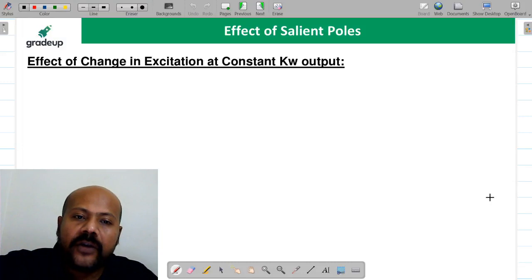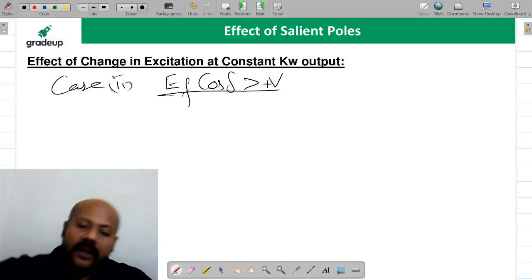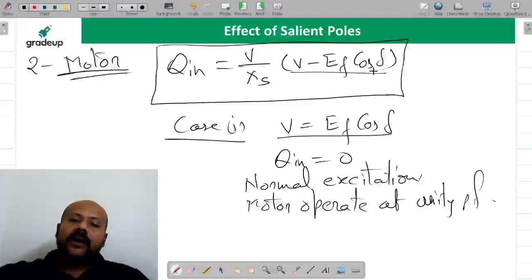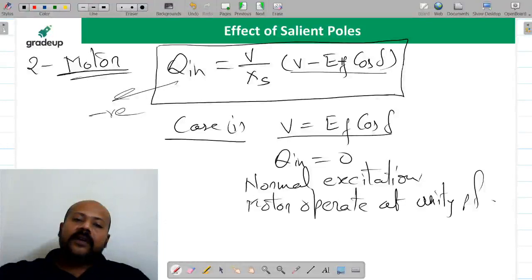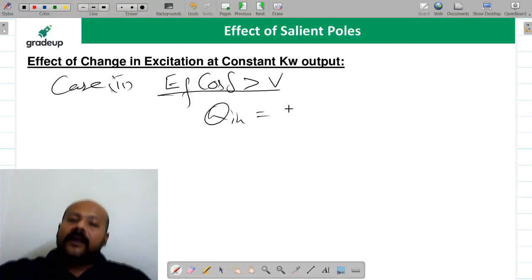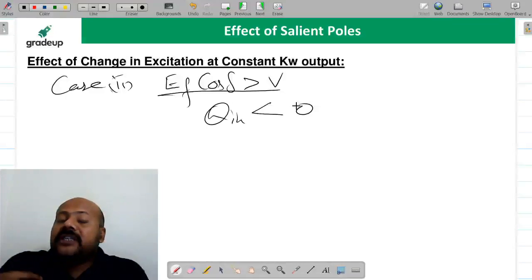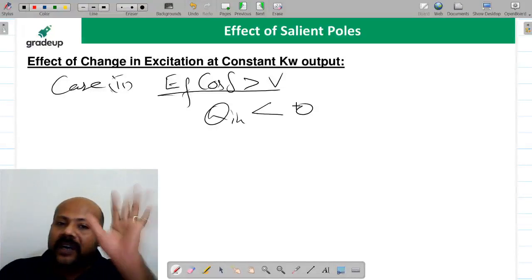Second case beta I am going to take. EF cos del more than V. When EF cos del is more than V, then beta this Q in is going to be negative. Yes or no? If this quantity is more than this quantity, so this Q in is going to be negative. Now you again focus here beta. If your input reactive power is going to be negative or less than 0 for a motor, it means instead of consuming that reactive power, now it is going to supply that reactive power. I hope you are getting this idea.